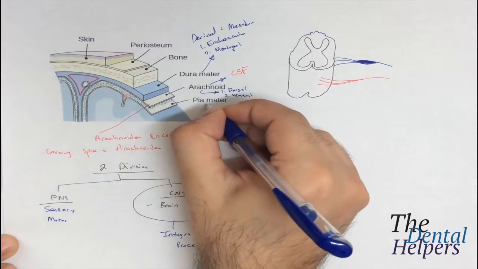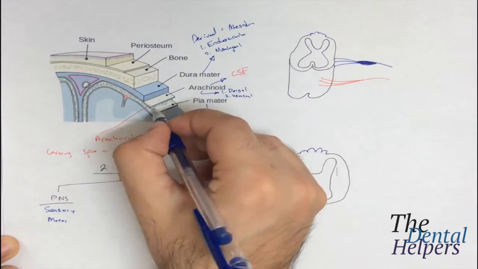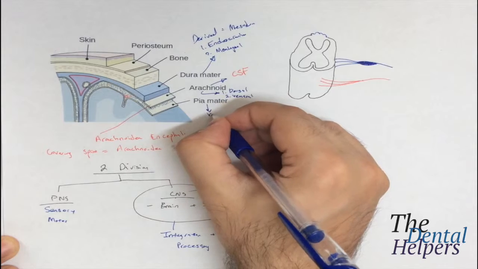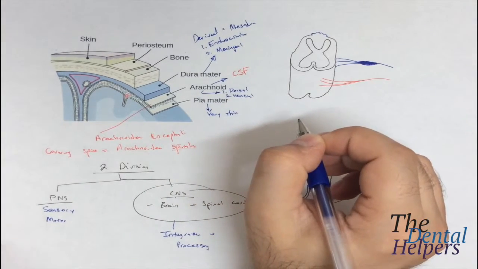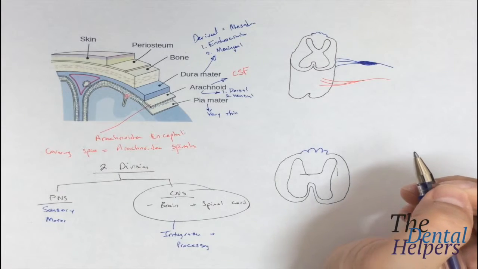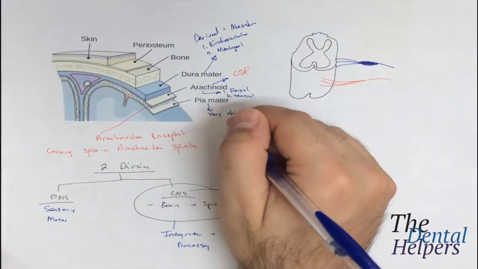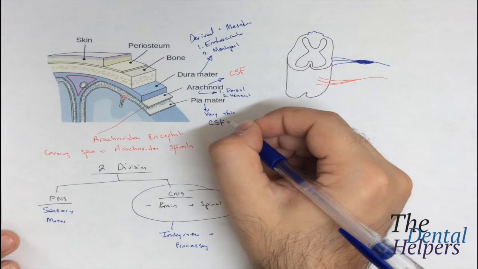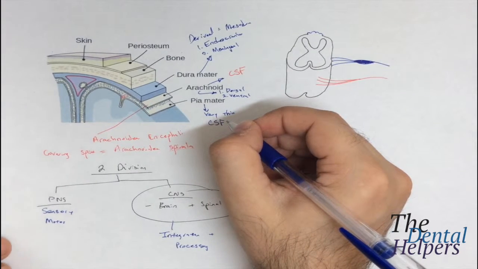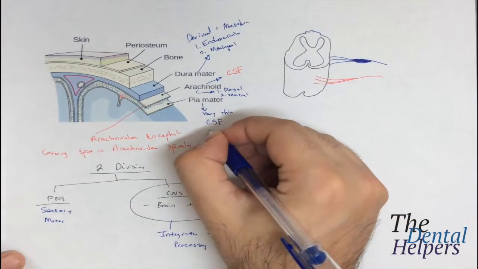And then lastly, we have the Pia Mater. And this is going to be the innermost, and it's very thin. It's a fibrous tissue that is impermeable to fluid. And this is going to allow also CSF flow. And so there are two parts to this as well.